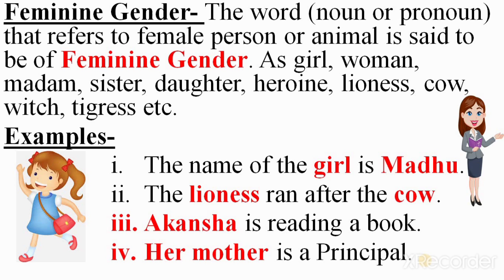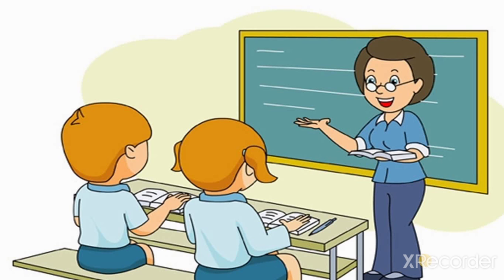In these sentences, the words girl, Madhu, lioness, cow and mother, all nouns indicate female person or animal. Similarly, the words Akansha and her mother indicate female persons. So these words are said to be of feminine gender. Hopefully, you understood the masculine and feminine gender. It is very important to know the different genders. Sometimes we call masculine gender as male gender and feminine gender as female gender.